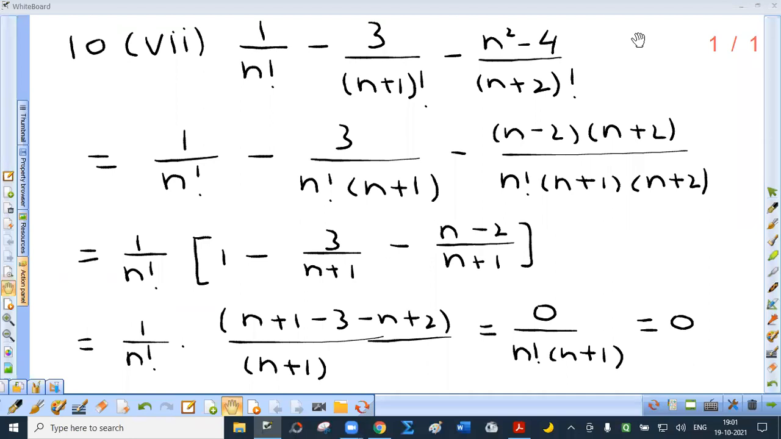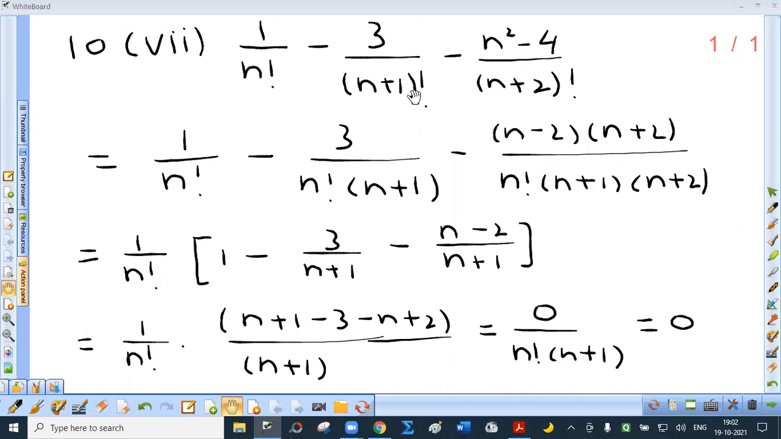10th one, sum number 7. 1 upon n factorial minus 3 upon (n plus 1) factorial minus (n square minus 4) upon (n plus 2) factorial. Which is the smallest amongst n plus 1, n plus 2, n? So factorial of the remaining must be expressed in terms of factorial of n.